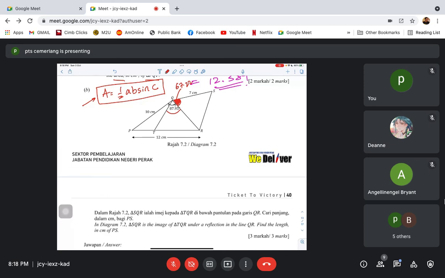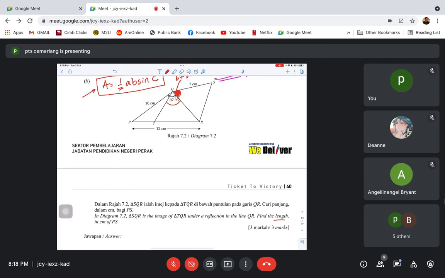Okay, you see the question is asking you to find the length of your PS. Mana PS ni? PS. Ini dia. PS. Alright, so now you are only given 10 and 7 dekat sini kan. So, you have to find the angle by hook by crook because you boleh gunakan you punya cosine rule. So the information is not so much. Information kamu tak banyak.